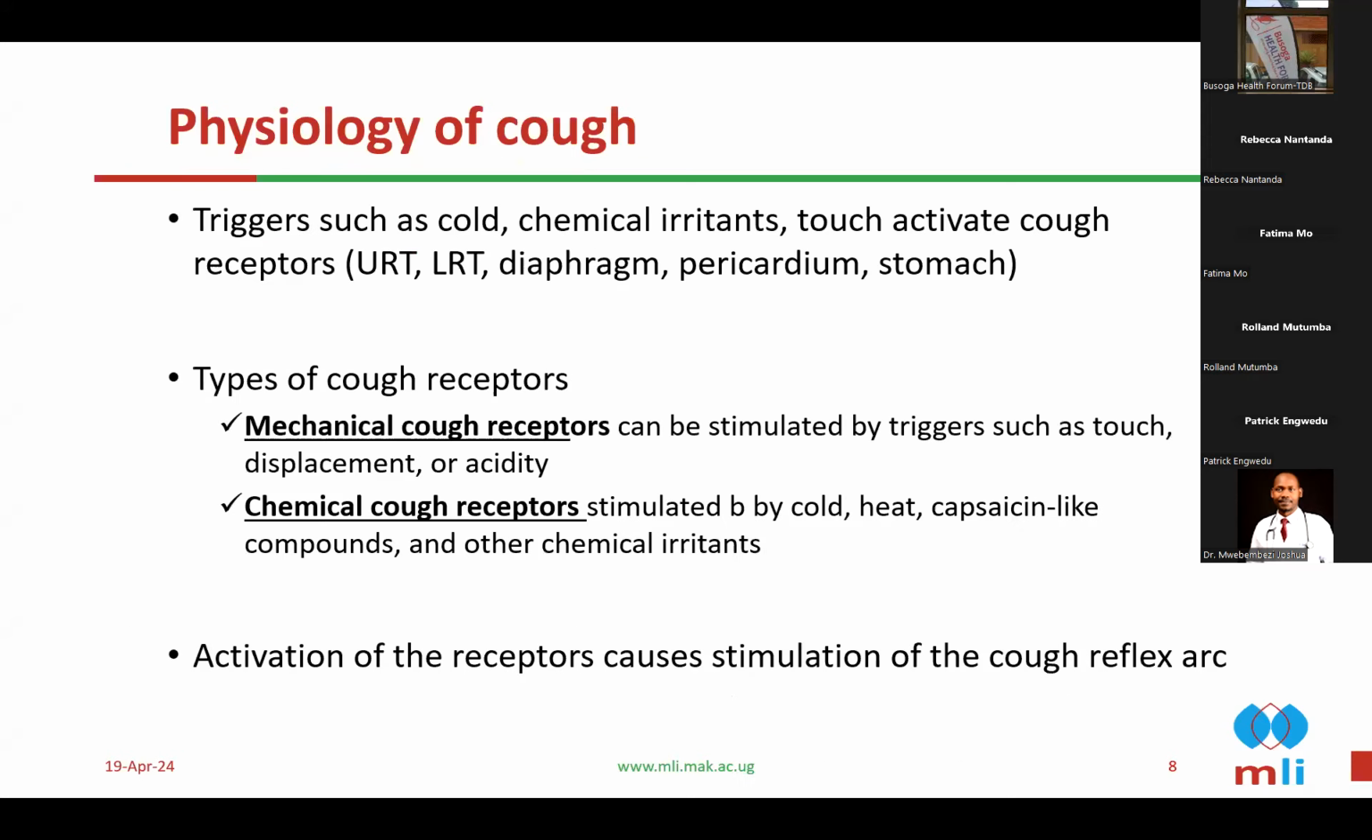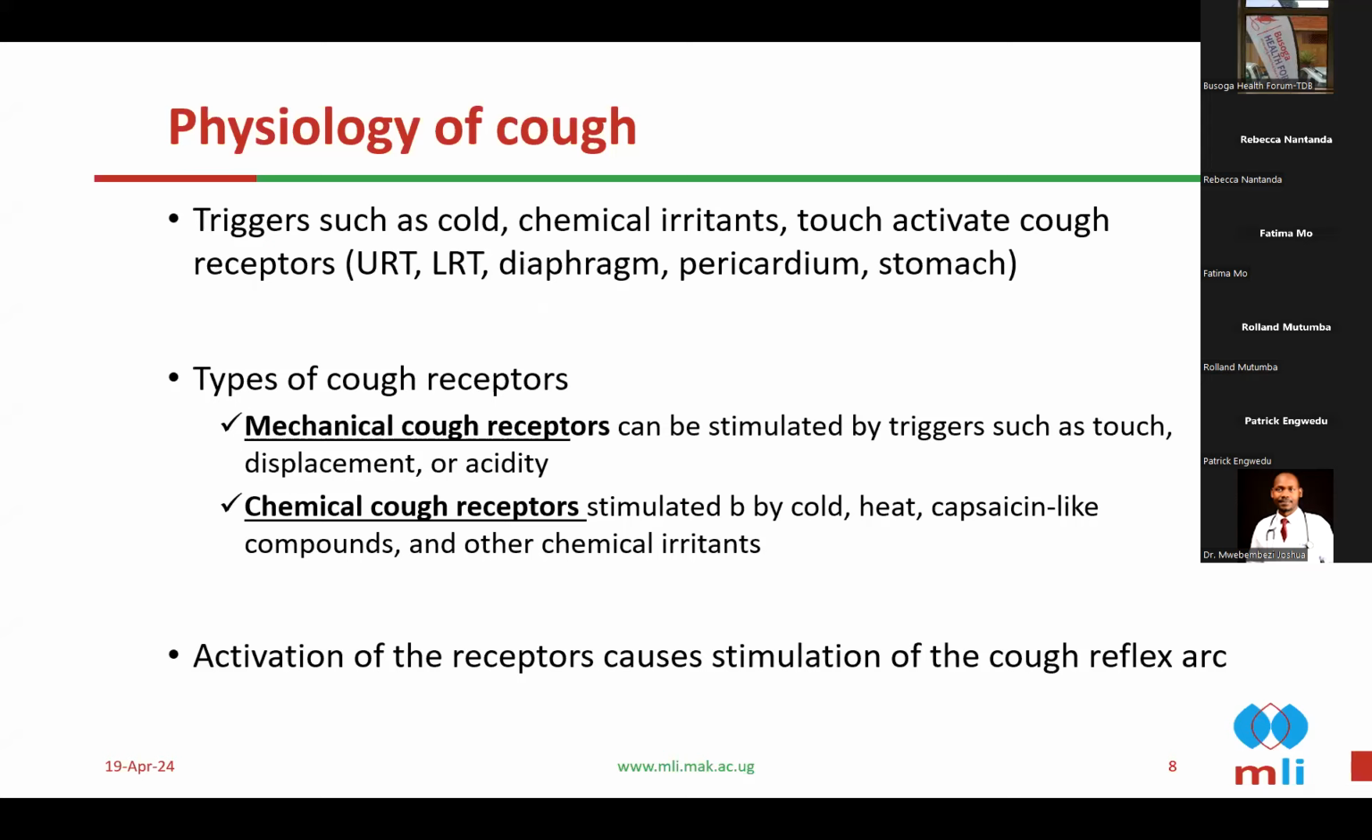And I just want probably to describe this a little more. So I talked about the triggers. This could be things like if it's very cold, if there are some chemical irritants, if there is a touch. These really activate the cough receptors like I've mentioned, and they're all in the upper respiratory tract, the lower respiratory tract, the diaphragm, the pericardium, and the stomach.